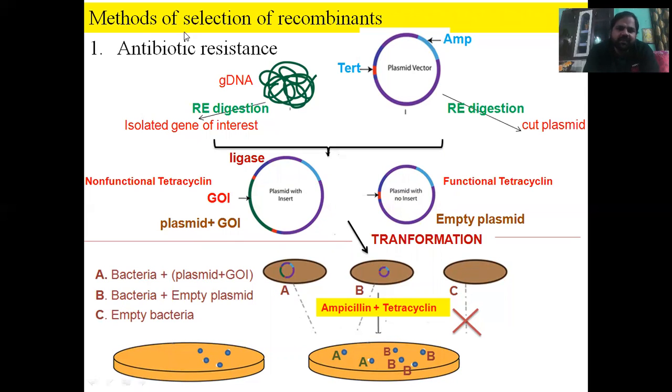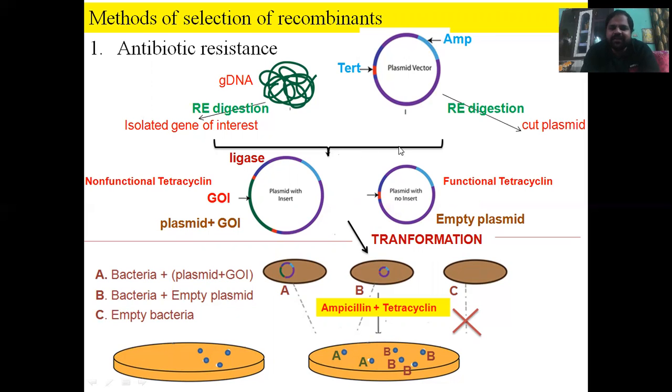We can see here that we have taken the genomic DNA. After restriction digestion, we have isolated our gene of interest, and here this is the plasmid. After restriction digestion, we have cut the plasmid, and what will happen? We will use ligase. Then some of the plasmid will receive this gene of interest in this form. We can see here the plasmid with the gene of interest, and some of the plasmid will also be there which will not be able to receive this gene of interest.